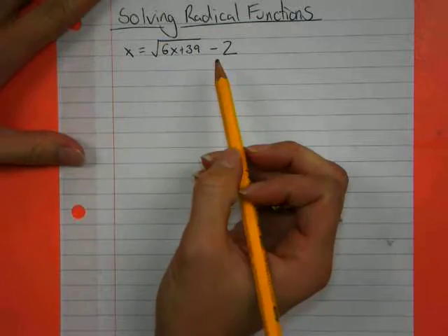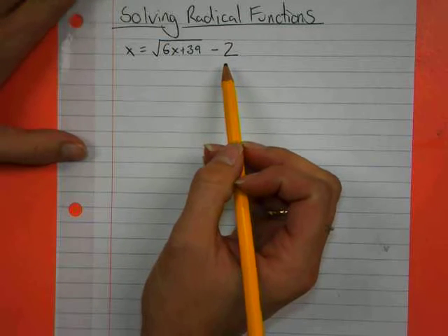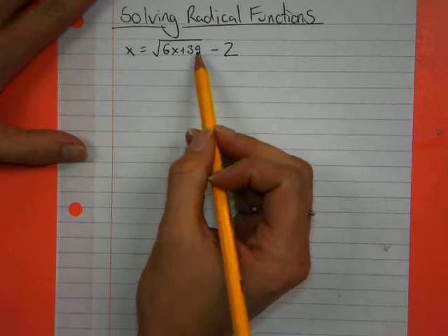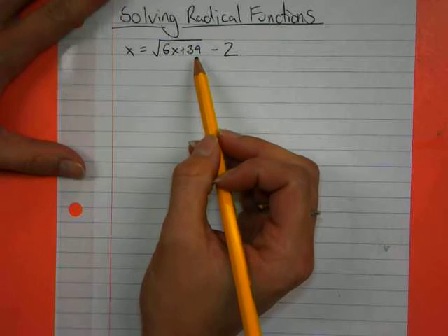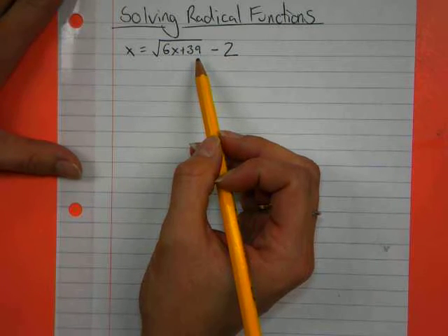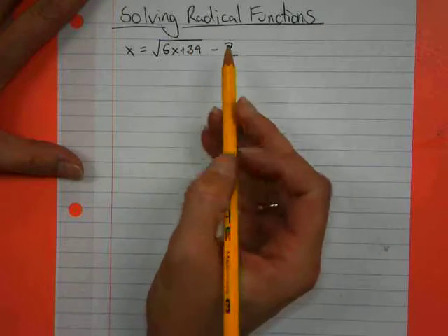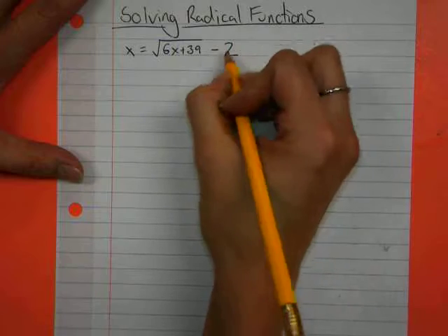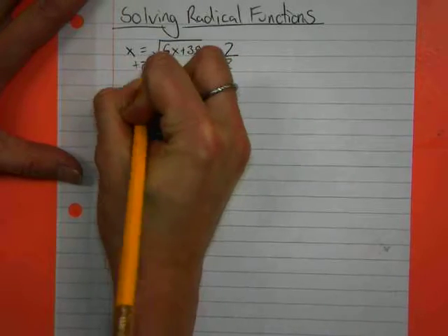Alright, so in this example I'm going to be solving a radical function, and remember, a radical function is just a function that has a variable expression underneath a radical. The first step for us to solve something like this is to isolate the radical. So we want to get this radical on this side by itself. So we need to get rid of this -2, so we're going to add 2 to both sides.